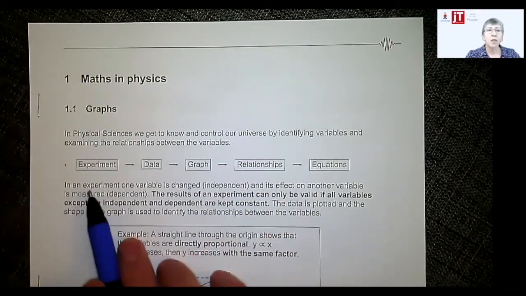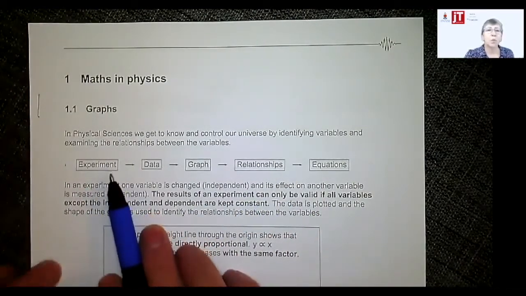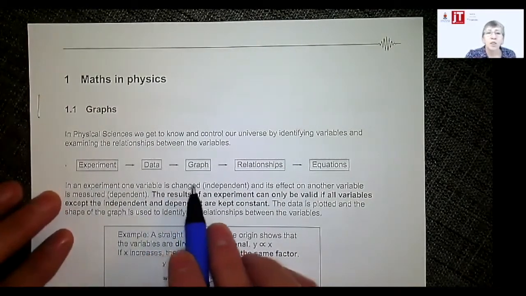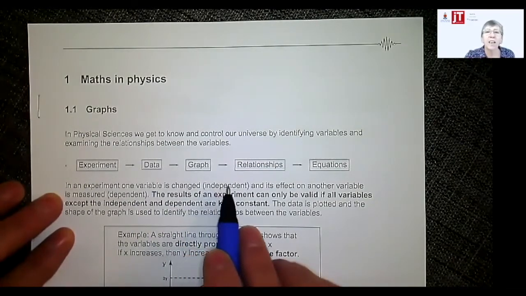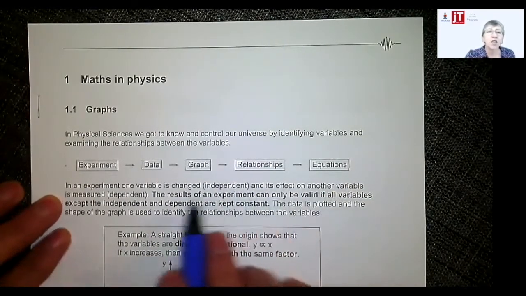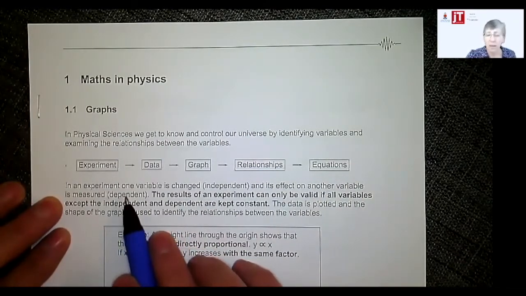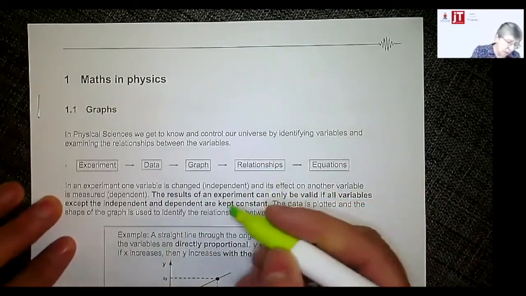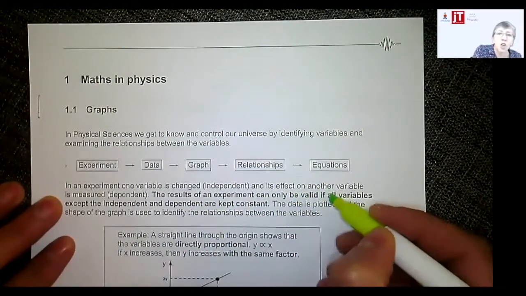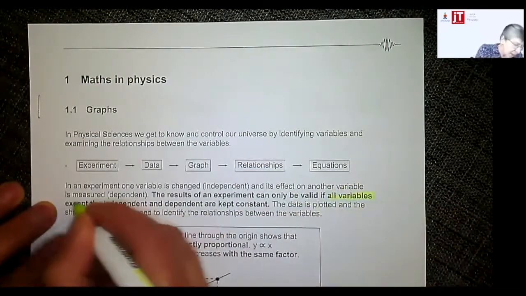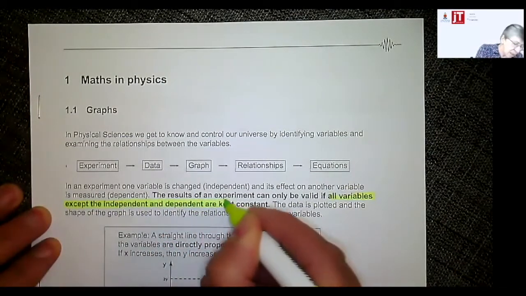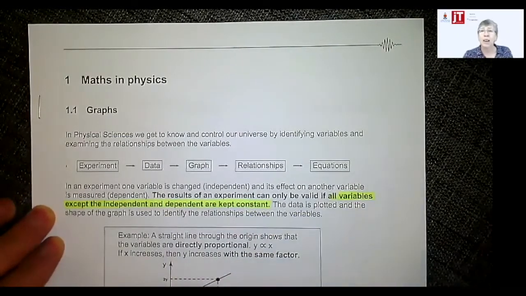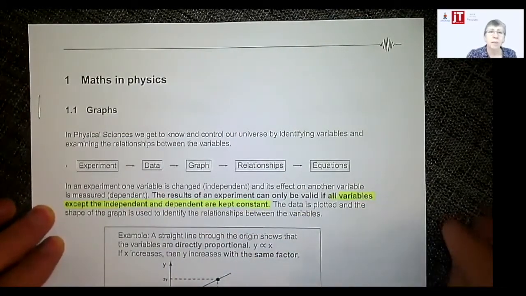Now, whenever you do an experiment, the first thing is very important. What variables are you using? In an experiment, one variable is changed, right? That's the one that we call independent. And then we measure the other thing, and that is the dependent one. It depends on what we changed, right? But the most important of all is that for the results of that experiment to be valid, all variables except that independent and dependent variable must be kept constant. And that is sort of the theme for this whole day. Remember, the other things must be kept constant.